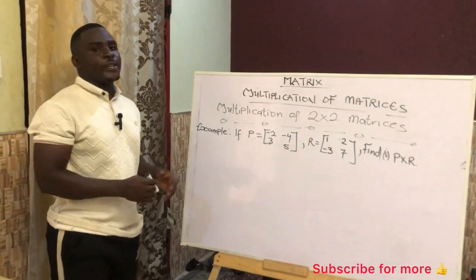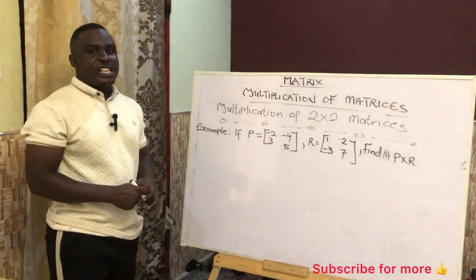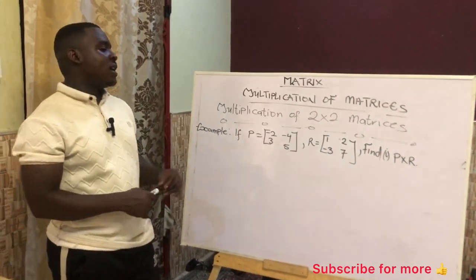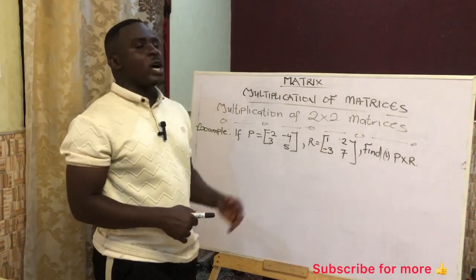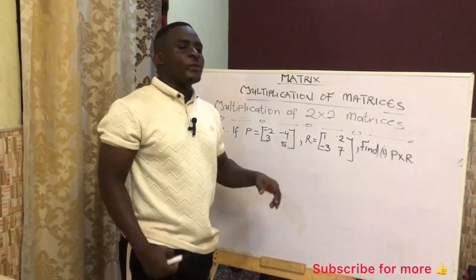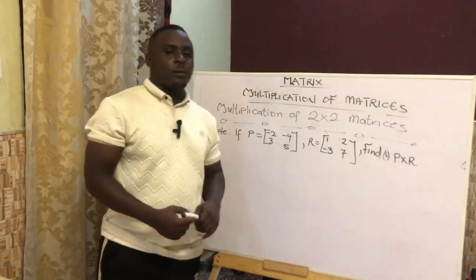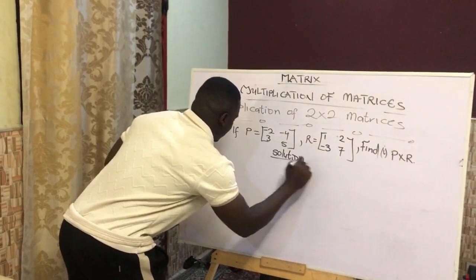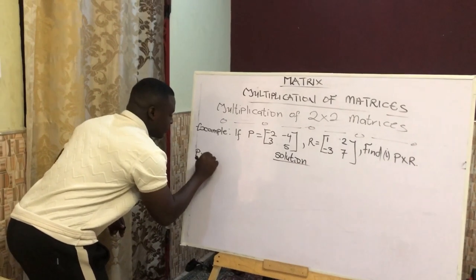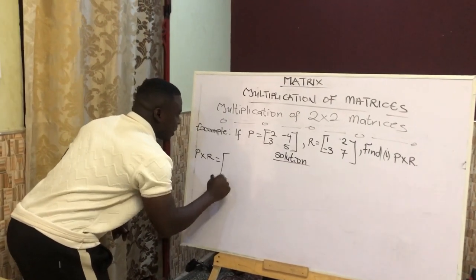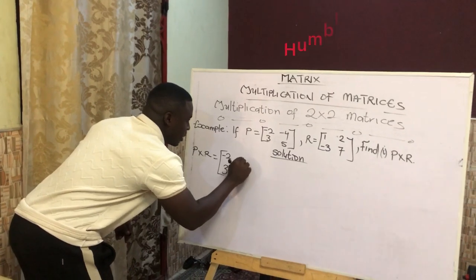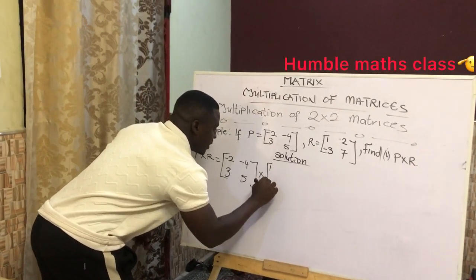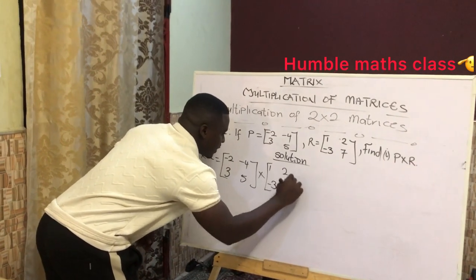Okay, so now let's have this example. Example says if matrix P equals minus 2, 3, minus 4, 5, and matrix R equals 1, minus 3, 2, 7. Find P times R. So matrix P multiplying matrix R. So what is matrix P? We have minus 2, 3, minus 4, 5. Multiply your matrix R. We have 1, minus 3, 2, 7.